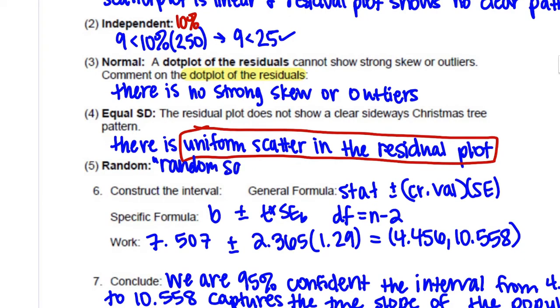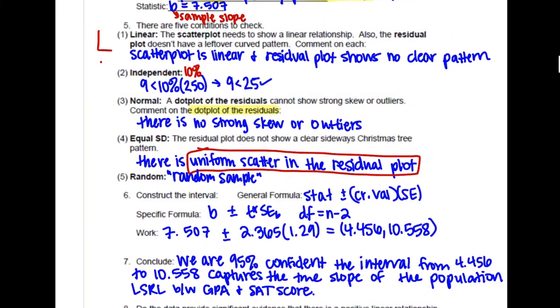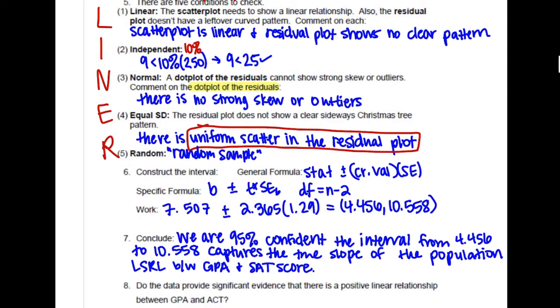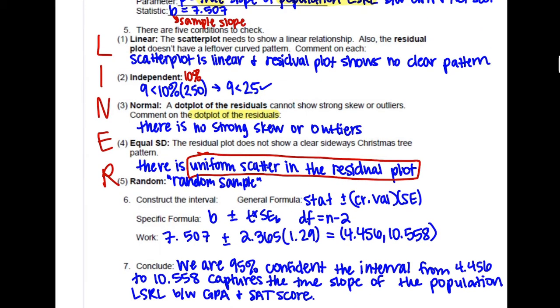And if you put this all together, what it spells is L-I-N-E-R, liner. So instead of having 3 conditions, we have normally independent or 10% random and approximately normal or large sample size. Now we have these 2 extra ones, linear and equal standard deviation. And so you just have to check all 5. You typically won't even have to do this, but just in case you do, those are the 5. And it's very close to the word linear, just without the A.